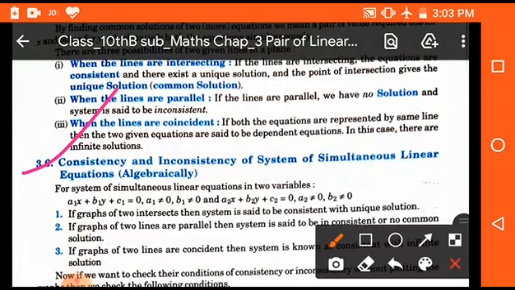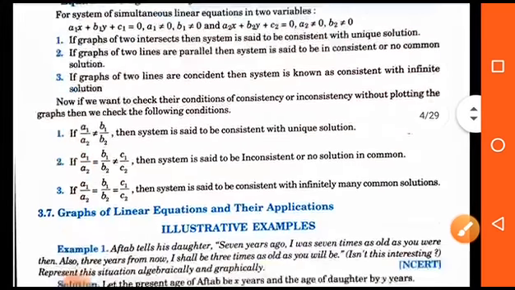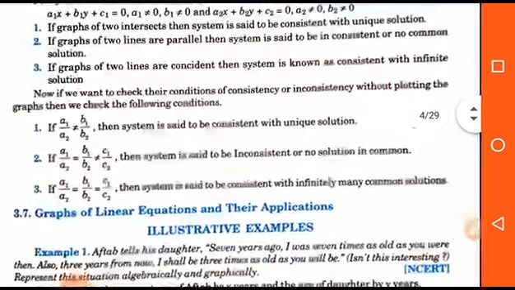Okay students, consistency and inconsistency of a system of simultaneous linear equations. For a system of simultaneous linear equations in two variables, two equations are given: a1x plus b1y plus c1 equals 0 and a2x plus b2y plus c2 equals 0, where a1, b1 and a2, b2 are not equal to 0. Clear? So three conditions are possible.